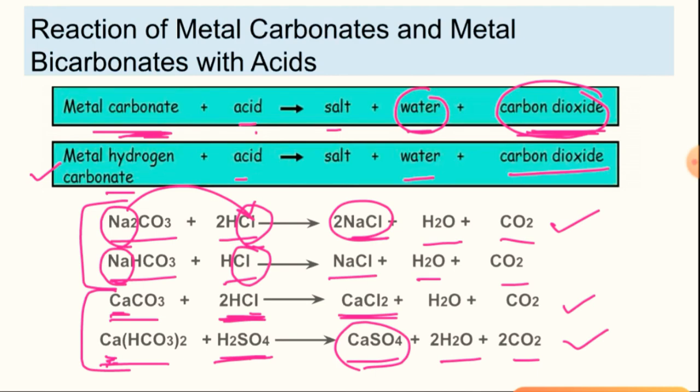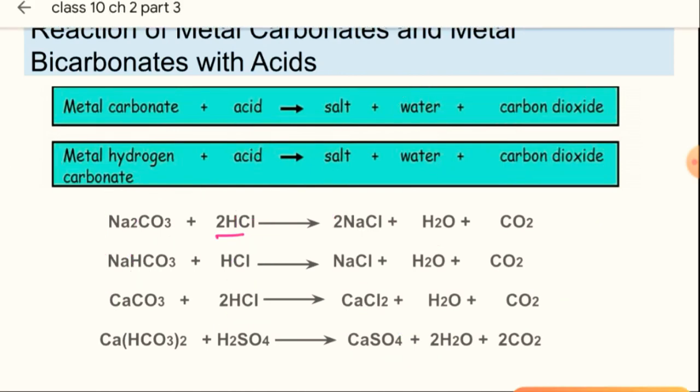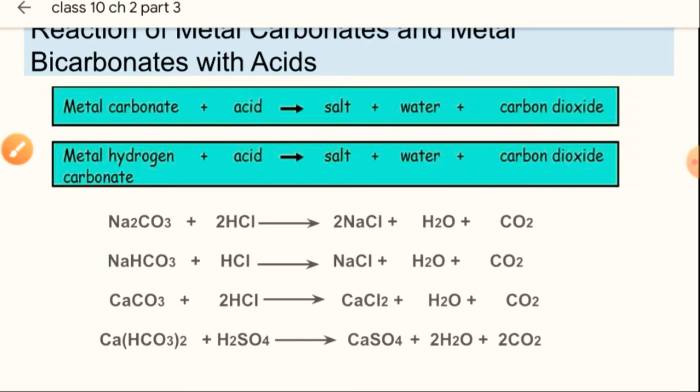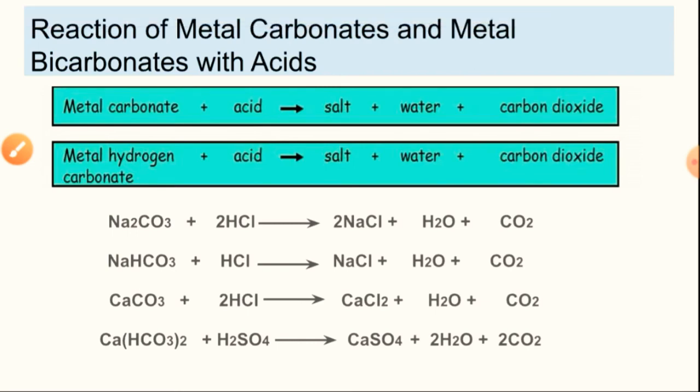Okay, now the main difference between these two reactions is only the balancing. You could see here that we have 2 HCl, and here we have only 1 HCl. Here we have 2 NaCl, and here we have only 1 NaCl. So this difference is because of the balancing. This balancing we have to do after writing the equation every time.